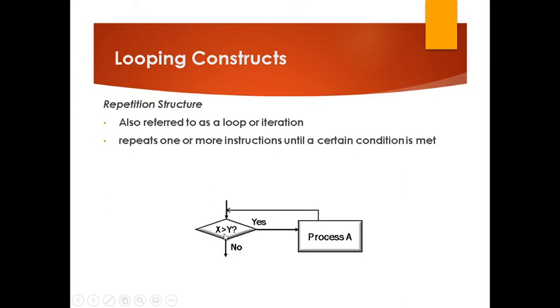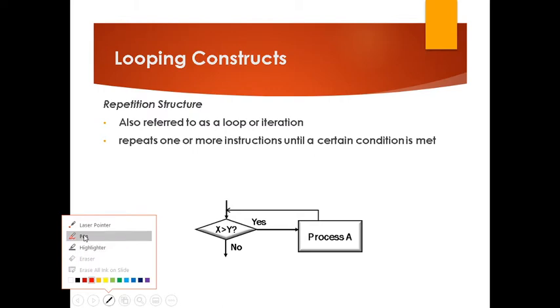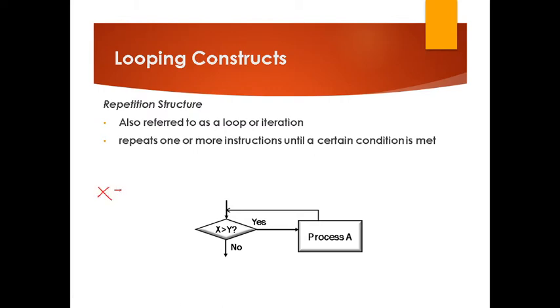Okay, just like this one. So for example, x is greater than y. If x is 5 and y is 4, is x greater than y? Yes or no? It's yes. So it will proceed to process A, then it will loop again. It keeps going back, it keeps looping because of the condition. It depends on what is in the condition. Let's proceed.